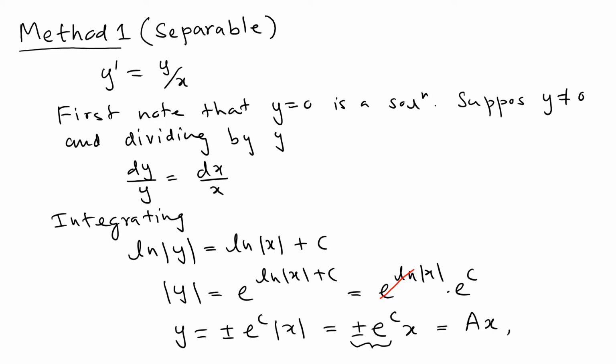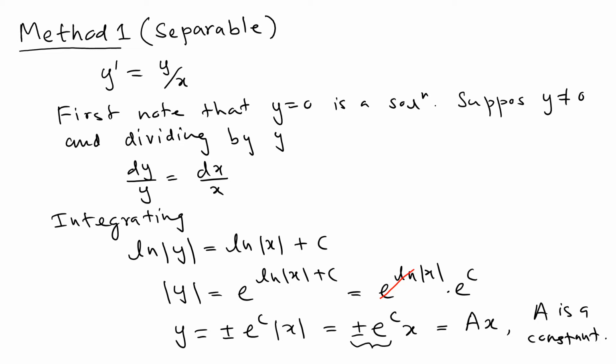Now a is any constant. A can be 0. When a equals 0, you get the y equals 0 solution. So a is a constant, which we normally call the arbitrary constant. So that is a solution using the separable method.